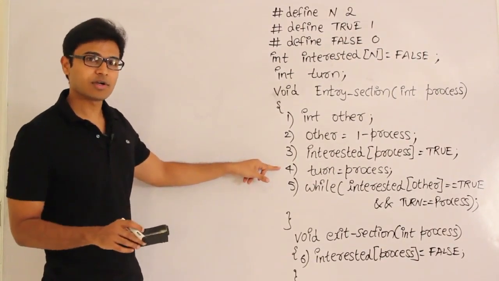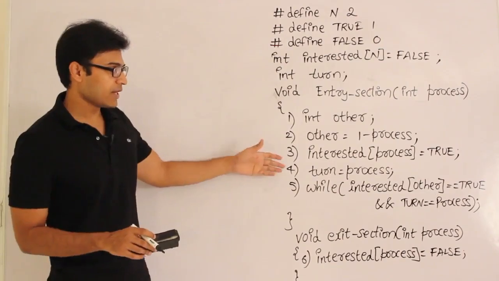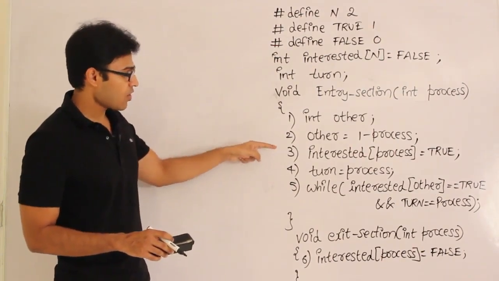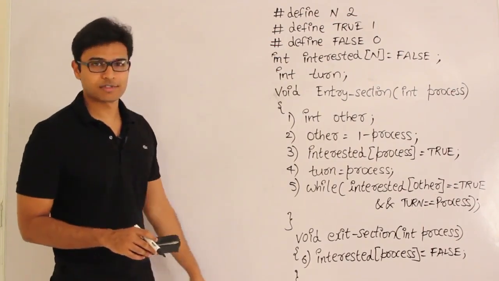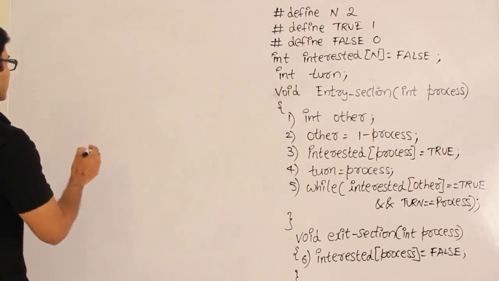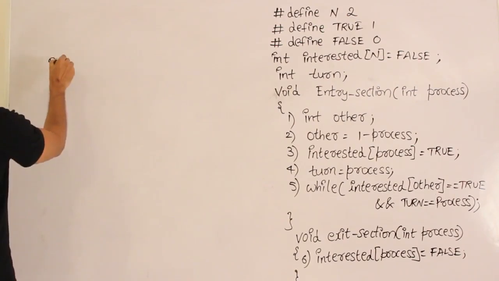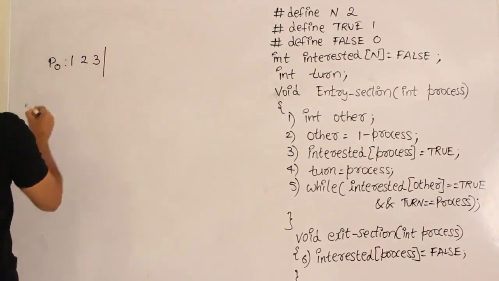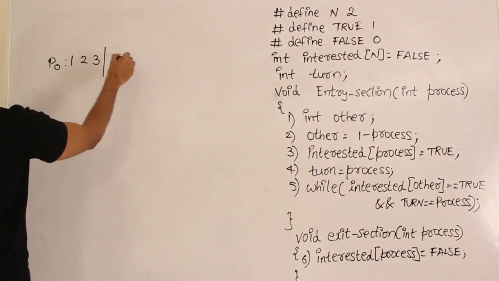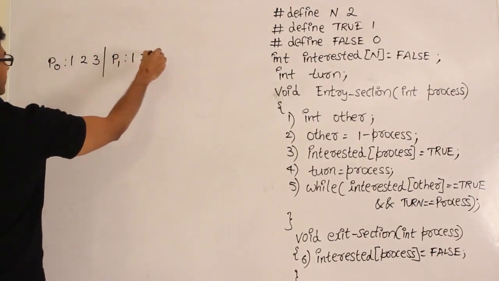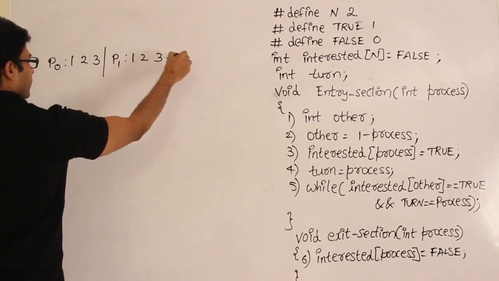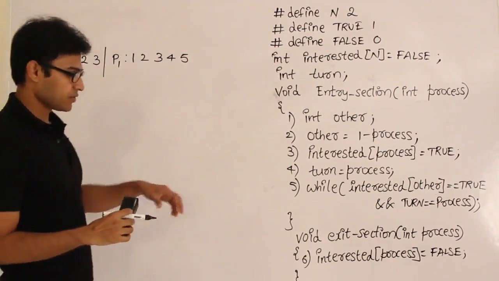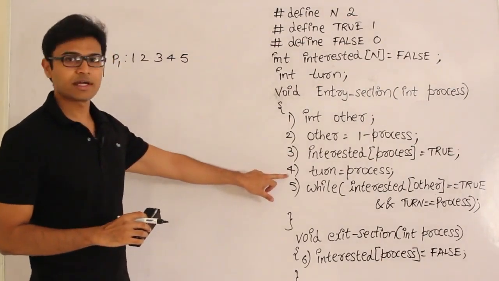So what I wanted to know is, which one will enter the critical section? Whether the one which has executed line number 3 first, or the one which has executed line number 4 first? In fact, P0 has executed the first line, second line, third line and got preempted, and then P1 has executed the first line, second line, third line, fourth line and fifth line, right? And I want to know what happens now, which means one process has executed line number 3 first and the other process has executed line number 4 first.